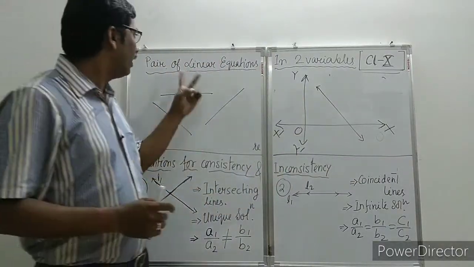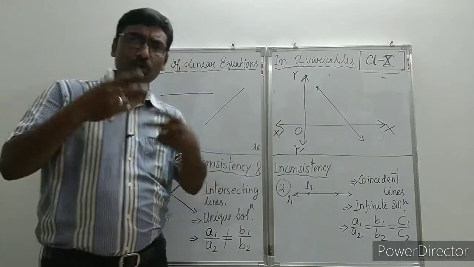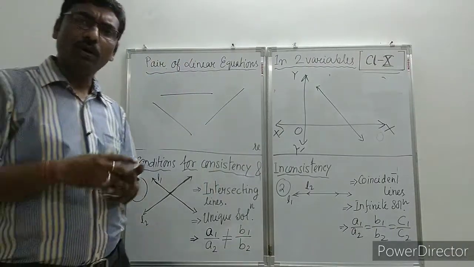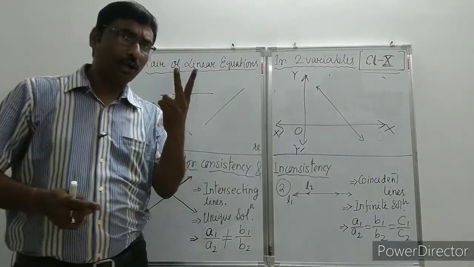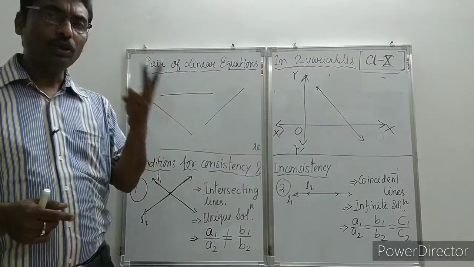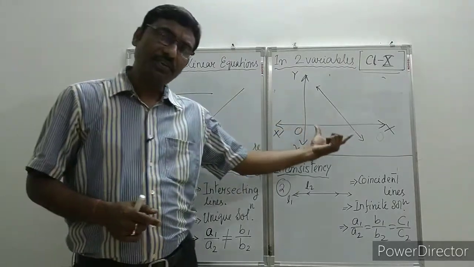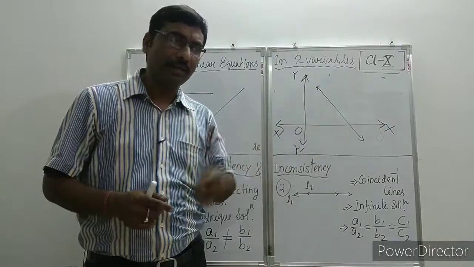Now when there is a pair of linear equations, that means two equations, how many graphs will there be? Two graphs. So there will be two straight lines on the same Cartesian coordinate plane.